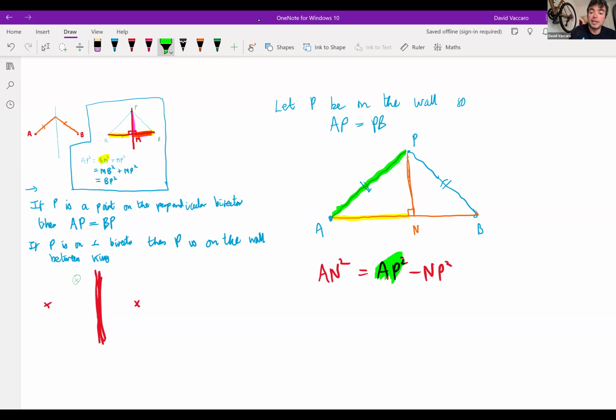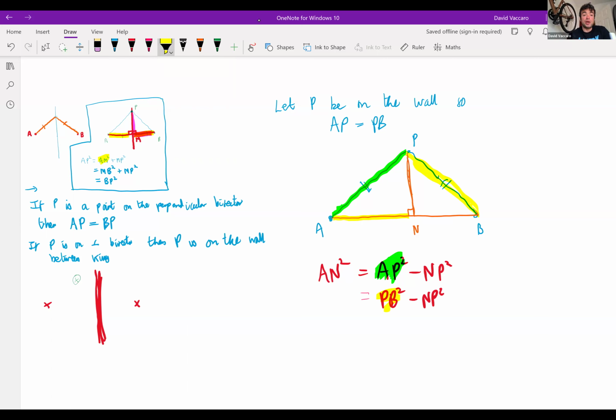And I'm going to use the fact that AP is equal to PB. So now I can say that AN squared is PB squared minus NP squared. But now PB squared, PB is just this diagonal over here. NP is still the line going up.